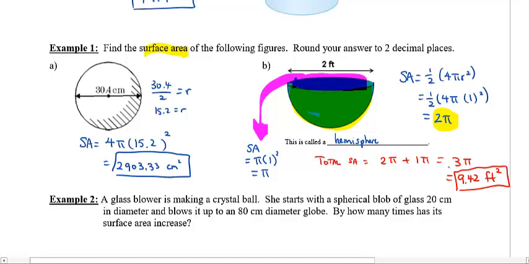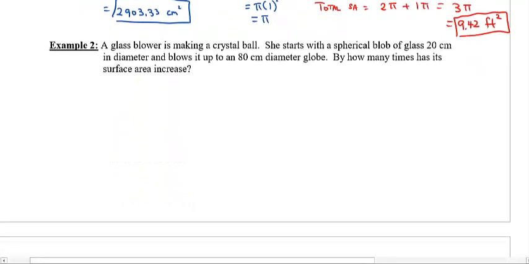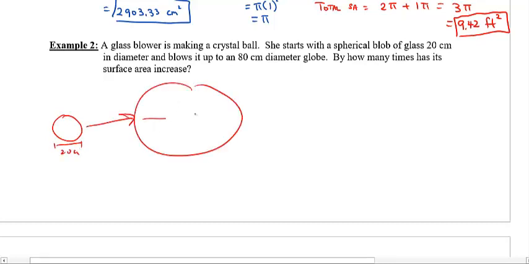Tricky. Okay, let's look at example number 2. It says a glass blower is making a crystal ball. She starts with a spherical blob of glass that's 20 centimeters in diameter and blows it up until it's 80 centimeters in diameter.